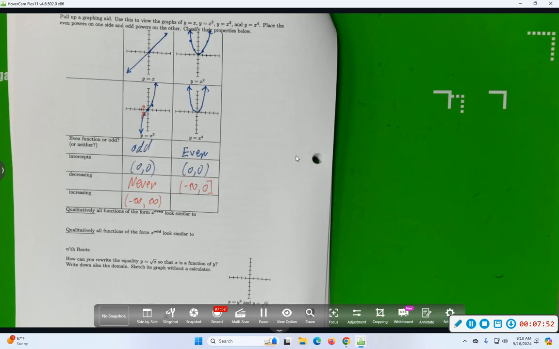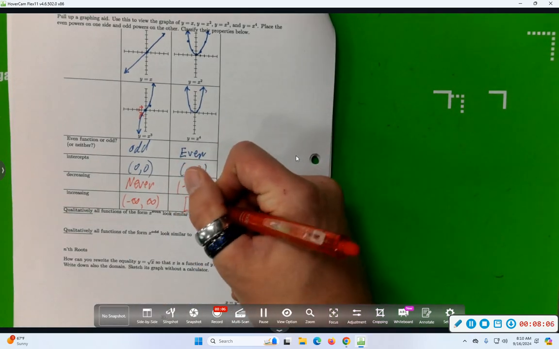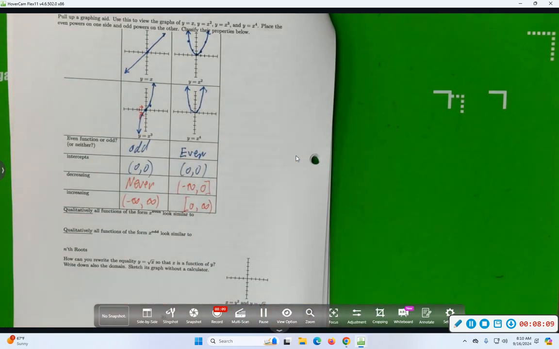Even power functions, where would you say they're increasing? I guess the places where they're not decreasing. All right, nice.